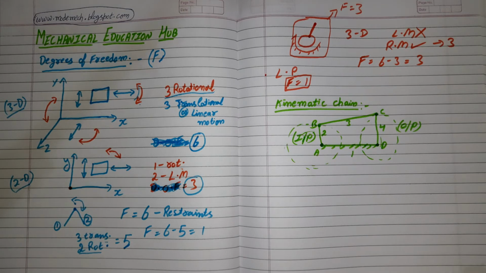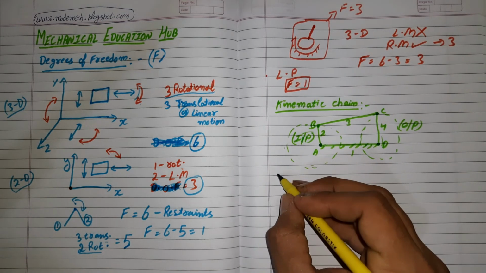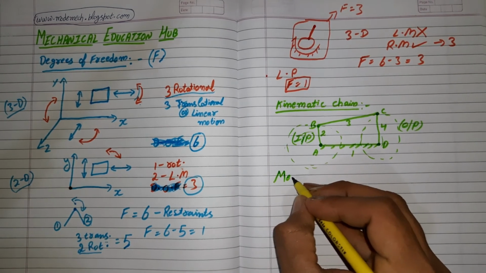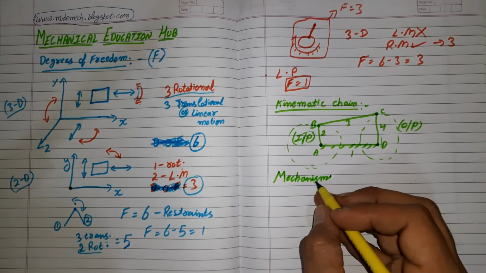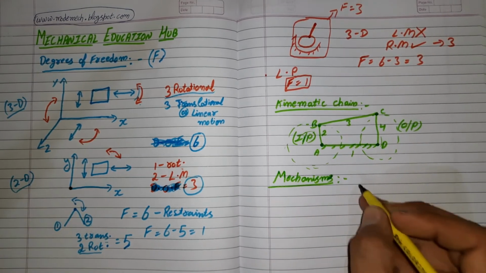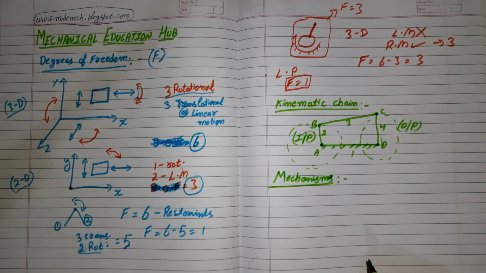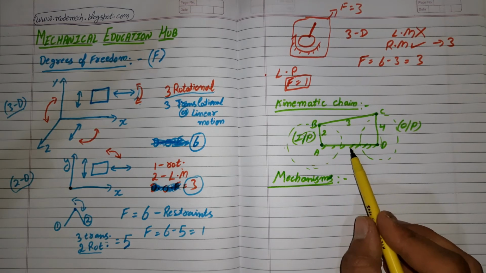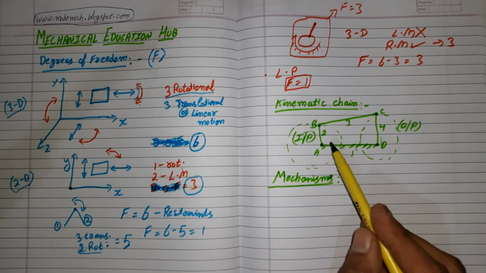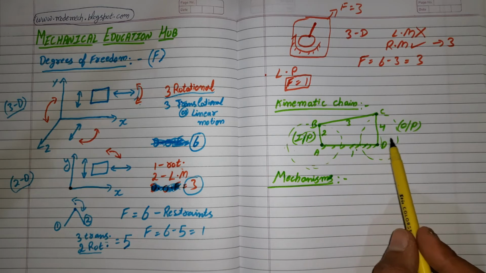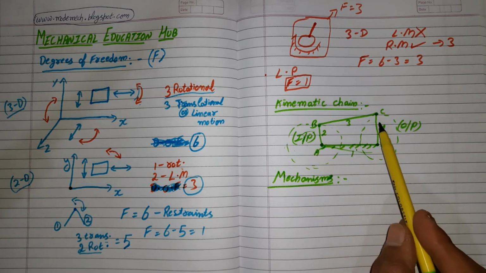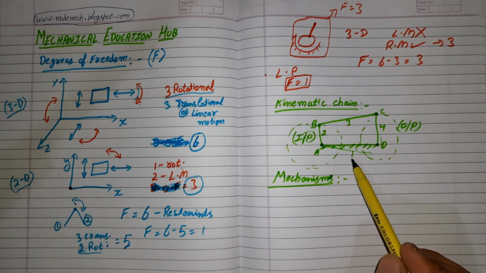So after kinematic chain, we can also understand about mechanisms. If any one link of kinematic chain is fixed, then we get a mechanism. Here in this example, I fix this link, and after fixing this link, I give input and we will get output. This forms a mechanism here.